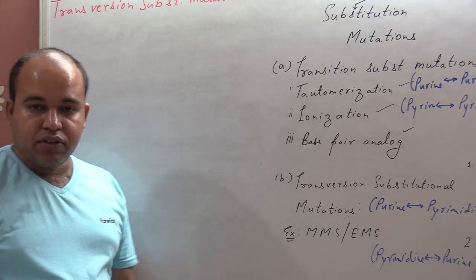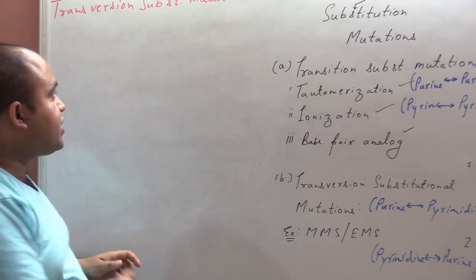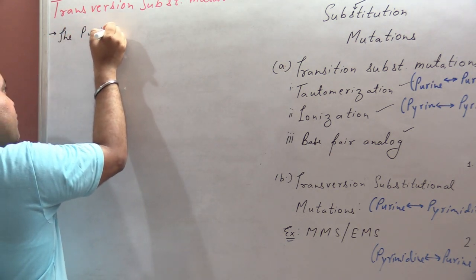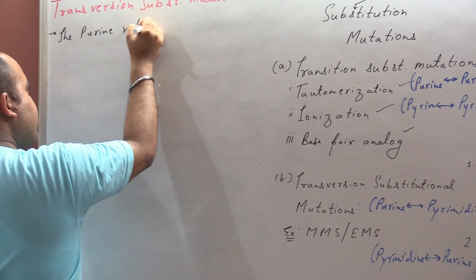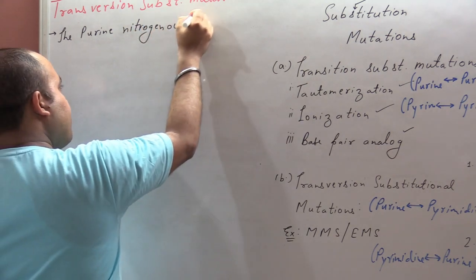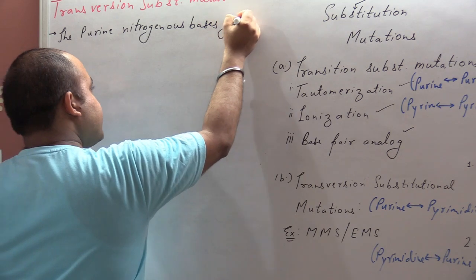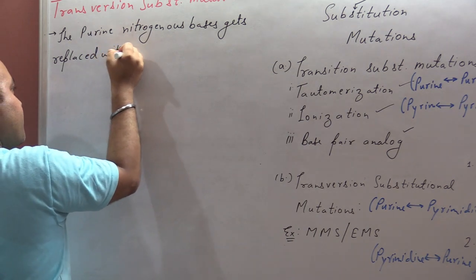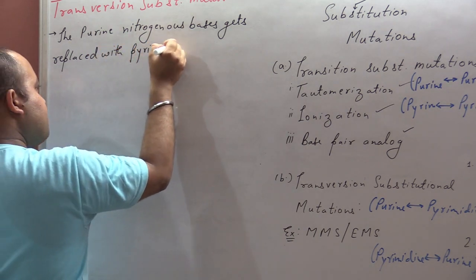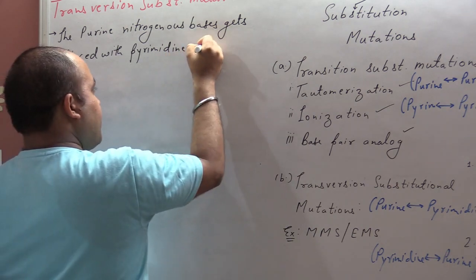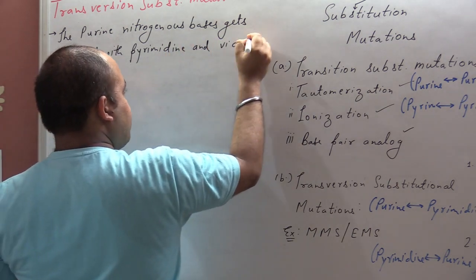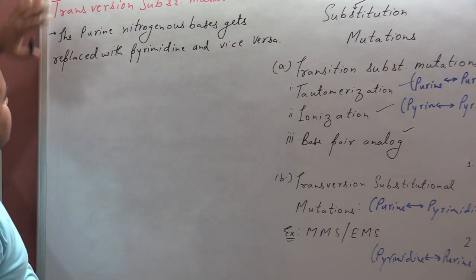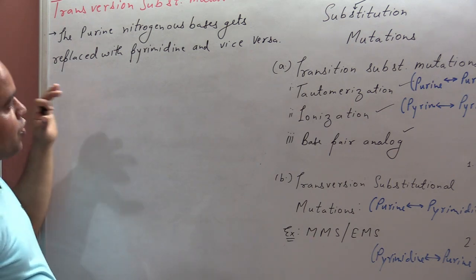In the case of transversion substitutional mutations, the purine nitrogenous bases get replaced with pyrimidine and vice versa. That means pyrimidine gets replaced with purine. Then it is referred to as transversional substitutional mutation.